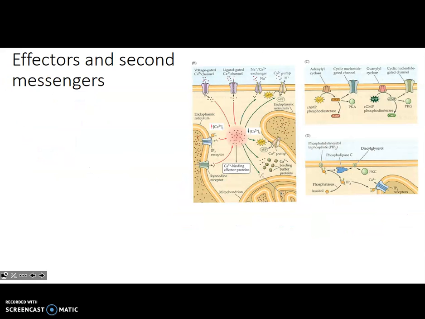So what do G proteins do once they're active? G proteins, whether it's the alpha subunit, the beta gamma subunit working together, or the RAS, as our example, active G proteins tend to change the activity of effectors. What are effectors? Well, they're commonly enzymes that produce intracellular messengers.